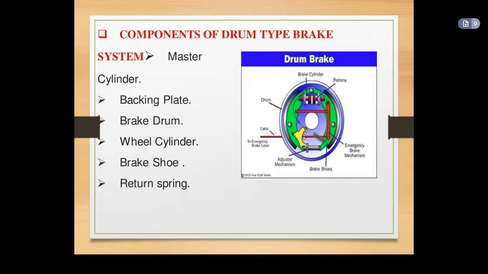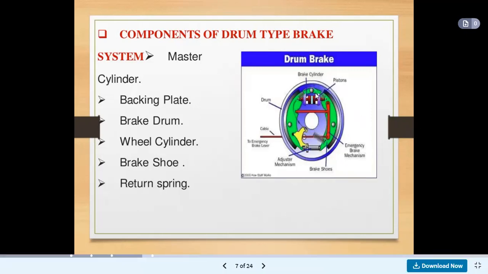If we see the drum brake in this diagram, different components are present, like the brake cylinder, then the piston is present here, the emergency brake mechanism is present, then the brake shoe is present here, the adjuster mechanism is available here, and here these are two emergency brake levers. This is the cable and this is the drum. So these are the components of drum type brakes.